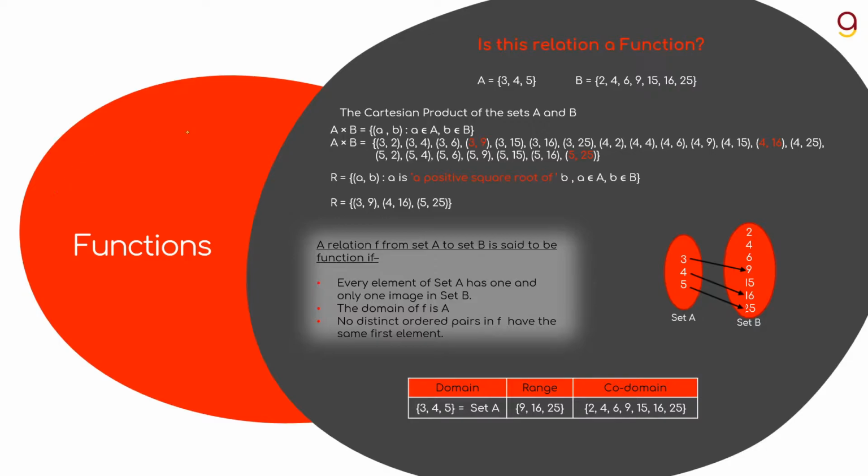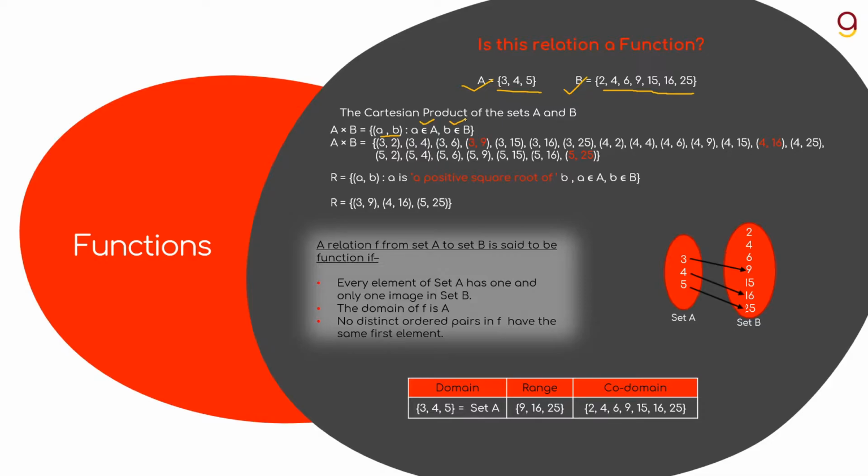As we know, a set is a collection of well-defined objects. Let's consider two sets A and B. Set A consists of the numbers 3, 4 and 5 and set B consists of the numbers 2, 4, 6, 9, 15, 16 and 25. Now, the set of all ordered pairs (a, b) such that a belongs to set A and b belongs to set B is called the Cartesian product of the sets A and B.